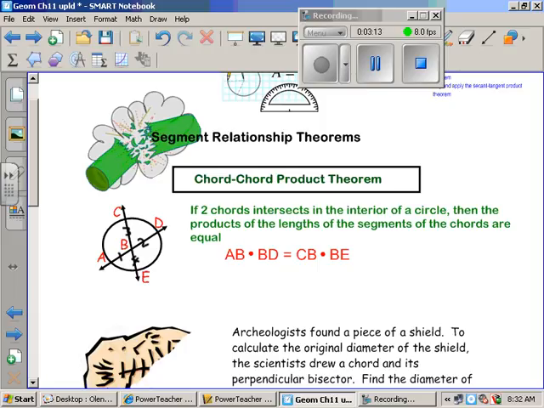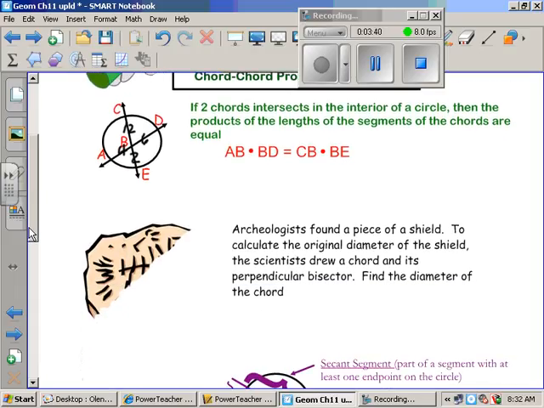Okay? Or if I even put lengths in there, let's say this is length 4 and that's length 6, this would be length 2 and that would be length 12. Because 4 times 6 is 24, 2 times 12 is 24. Okay? So obviously what we're going to do is one of these is going to be missing and you're going to solve for it. Okay? All right.